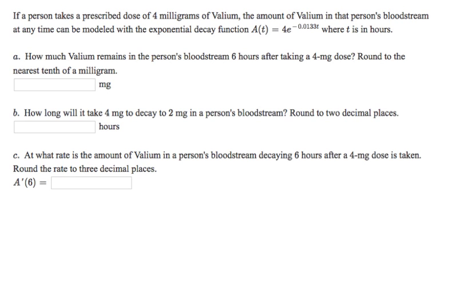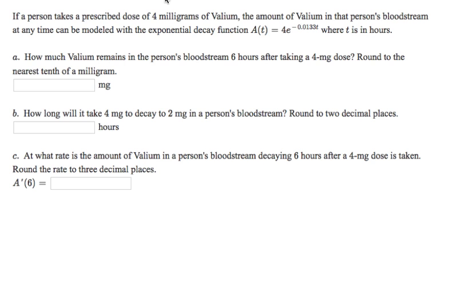Okay, in this problem, we have a person taking a prescribed dose of Valium, 4 milligrams, and the amount in that person's bloodstream at any time can be modeled with this function where t is in hours. So the first question is how much Valium remains in the person's bloodstream 6 hours after taking a 4 milligram dose? And we're going to round to the nearest tenth of a milligram. Okay, so 6 hours later, we're just going to find A of 6. That will give us the amount in the bloodstream after 6 hours.